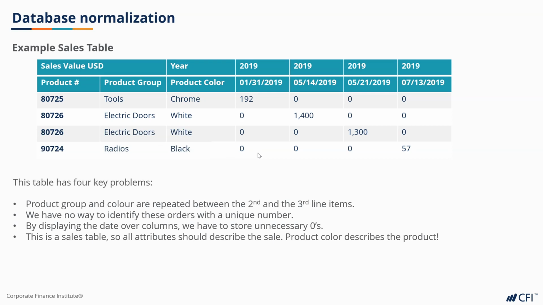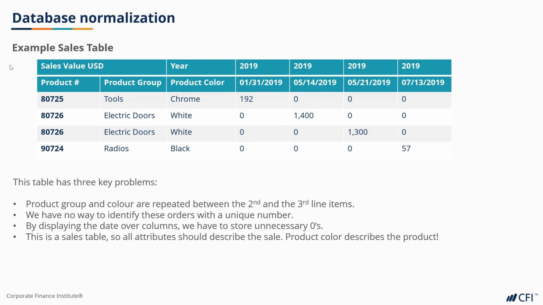Third, by storing each date in a separate column, we create lots of meaningless zeros. If each date were in its own row, with only one column of sales, we'd only be storing 4 values. In summary, because this is a sales table, all the attributes in this table should describe the sale, and they should not describe the product.